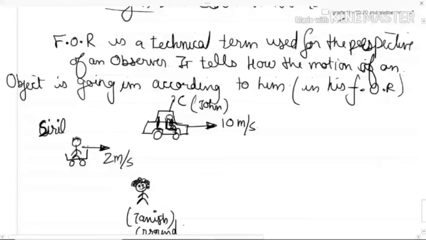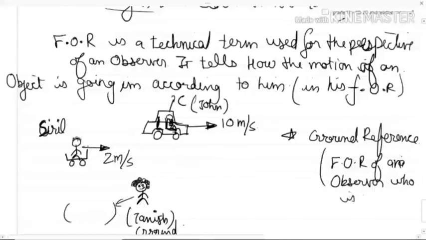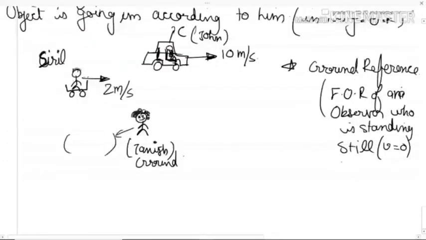So guys, with respect to Tanish, when Tanish is standing still on the ground, please remember Tanish is not moving. So we generally assume the ground reference is basically the frame of reference of an observer who is standing still. Basically its velocity is 0 on the ground. So generally we assume that ground does not have any velocity. Okay, so that is basically called a ground frame.